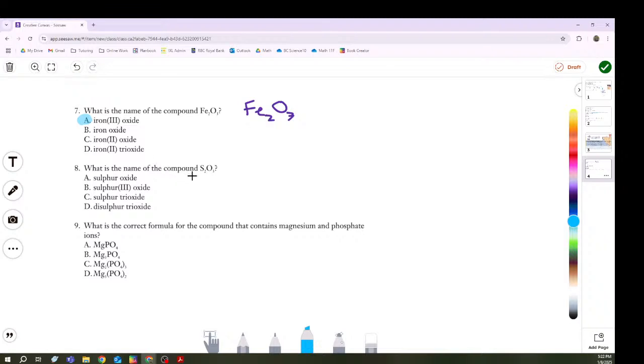Okay, what is the name of S2O3? You want to write that down, and I'll go to the periodic table. S2O3, okay?